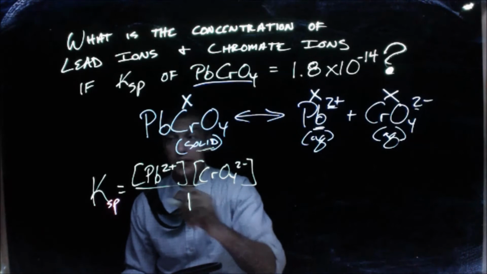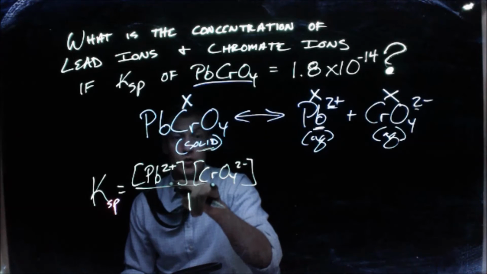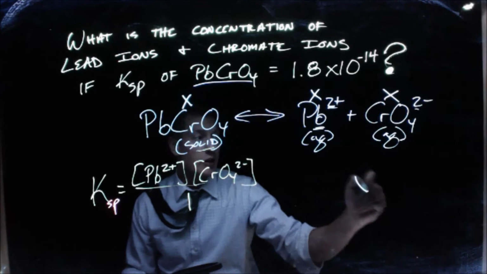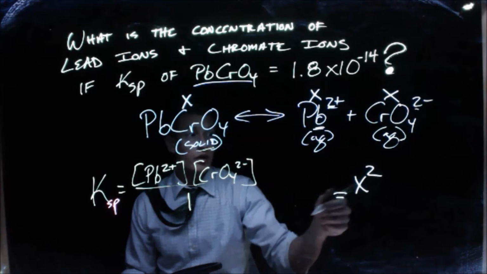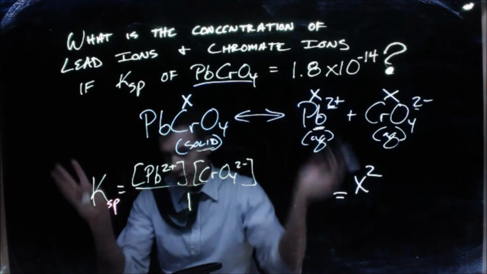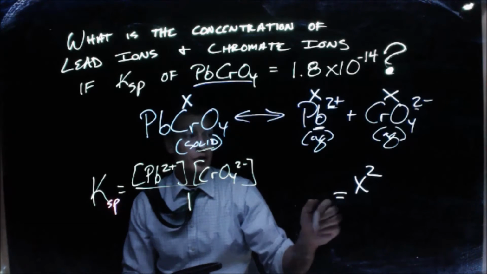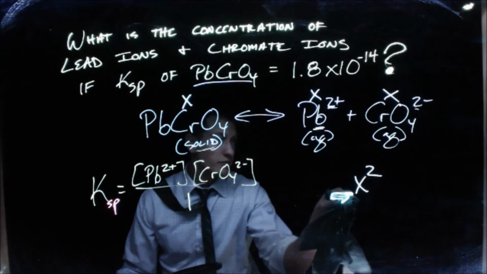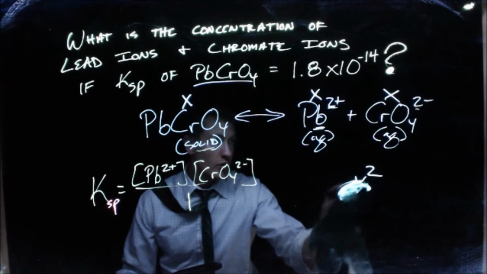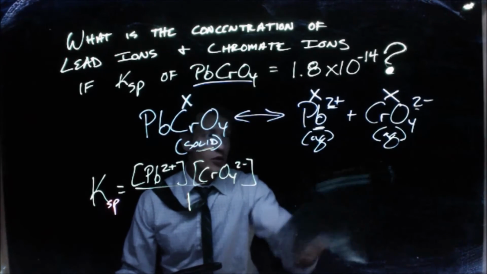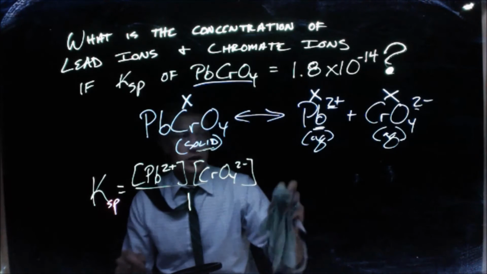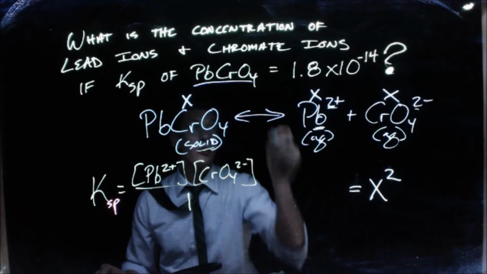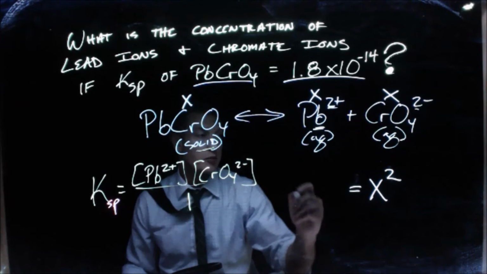So really what I have is Ksp equals two numbers that are the same multiplied together, and what I'm going to do is sub in X squared for that. So we're going to say X squared, and it's over 1, but we'll drop that over 1 to make it look a little prettier. So we will just sub in X squared for our concentrations, and that's going to equal our Ksp value of 1.8 times 10 to the negative 14th.